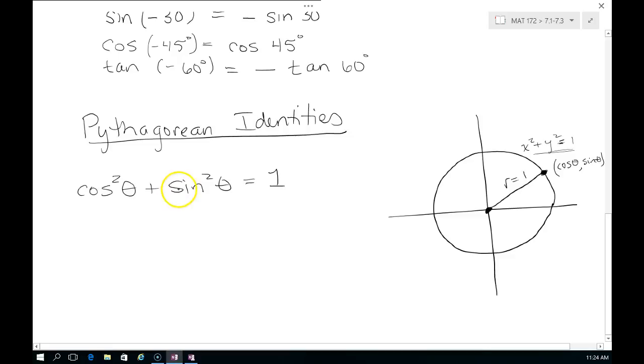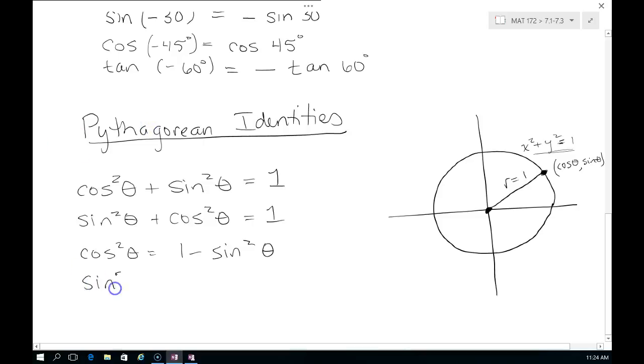Now, we can rewrite this formula lots of different ways, and we just rewrite it with algebra. So you're not always going to use it in this format. You'll very often see the sine and the cosine switched. Makes no difference what order you add in. It's still the same formula. Sometimes you'll use this to replace sine squared or cosine squared in the problem. So we can take one of those and subtract it over to the other side. So we might say cosine squared equals 1 minus sine squared, or sine squared equals 1 minus cosine squared.